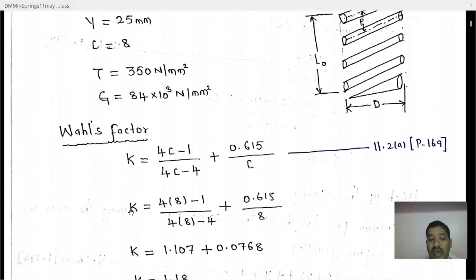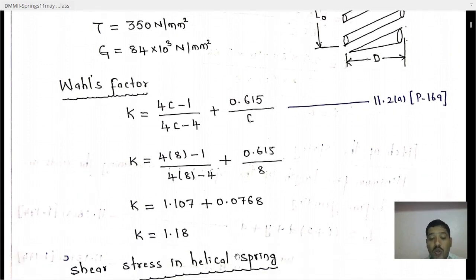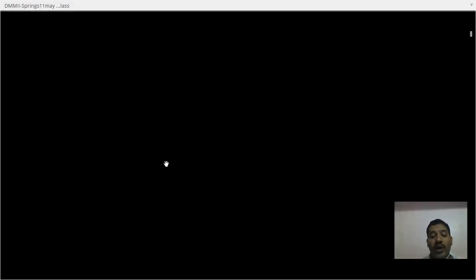In this case, K is the unknown value. We need to find K equals (4 into 8 minus 1) divided by (4 into 8 minus 4) plus 0.615 divided by 8, where the spring index C is given as 8. Dividing the first part, we get 1.107, and 0.615 divided by 8 gives 0.0768.